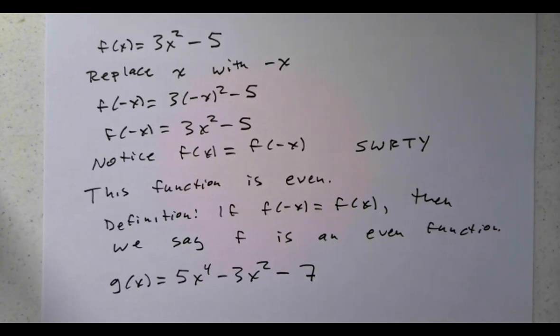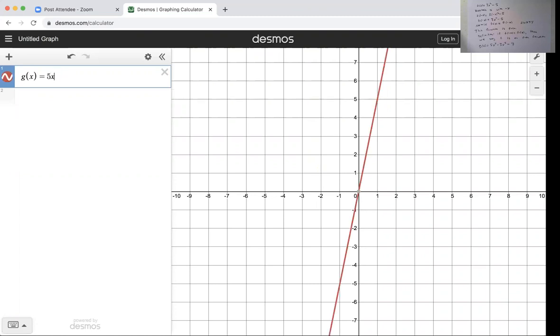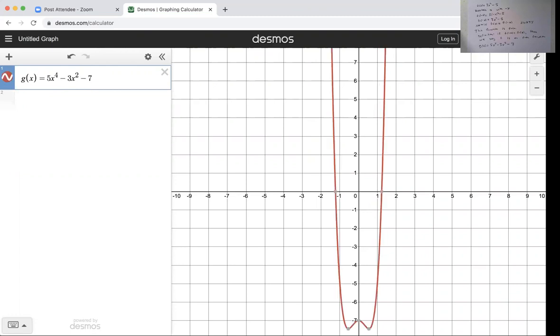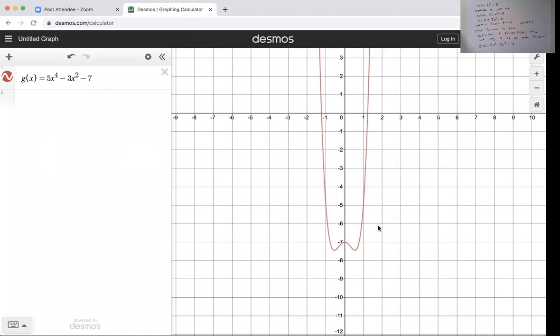Let's take a quick look at that last graph and see what it looks like. So we said this is an even function. g of x equals 5x to the 4th minus 3x squared minus 7. Is it symmetric with respect to the y-axis? Notice, if I fold this half of the graph to the right of the y-axis over to the left half, they match. And that is an even function because f of negative x equals f of x.